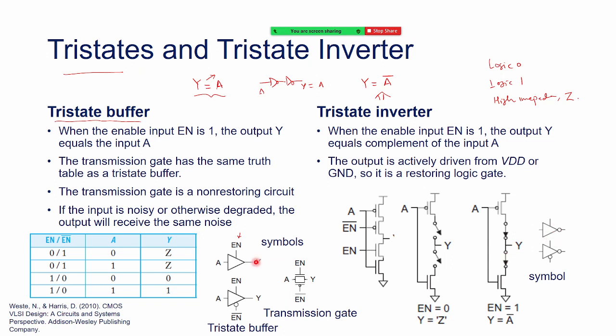See the difference now between the buffer, y equals a, enable. Again you have a control here, enable, but you have an inverter bubble here. When you want to show the complement, just put the bubble and it becomes a tri-state inverter. If you remove the bubble, it is a tri-state buffer.